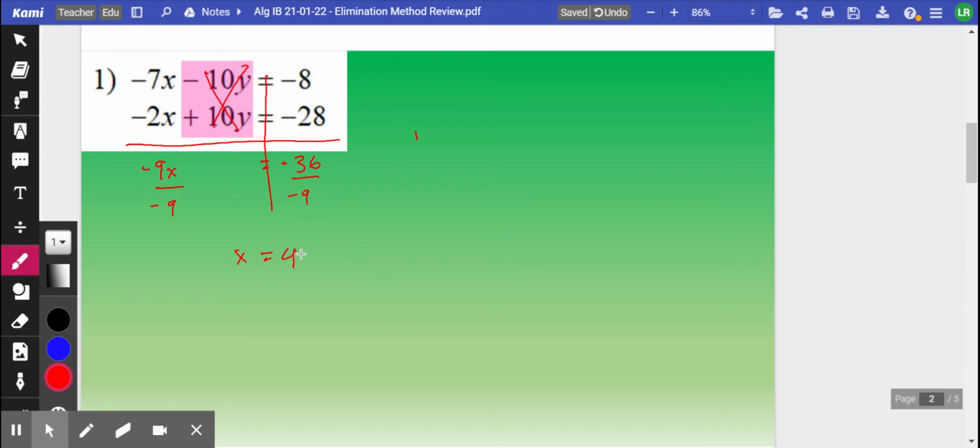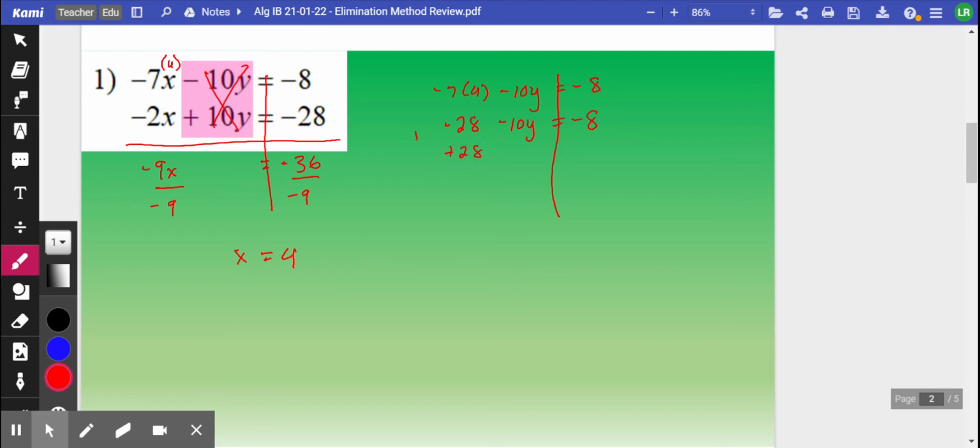Now, I have my first answer. I do need to plug that back in. So I'm going to plug it into the top equation. This is an answer for x, so I have to put it in for x. So where this x is where that's going to go. So I'd have negative 7 times 4 minus 10y equals negative 8. Now make sure you multiply that out. And now we have our two-step equation to solve.